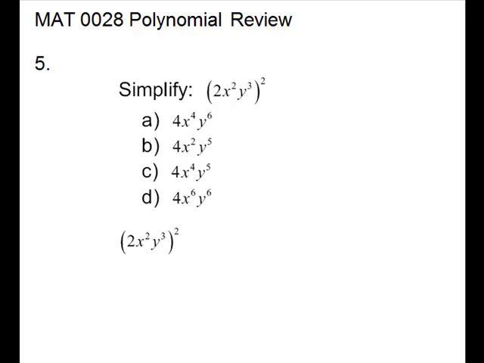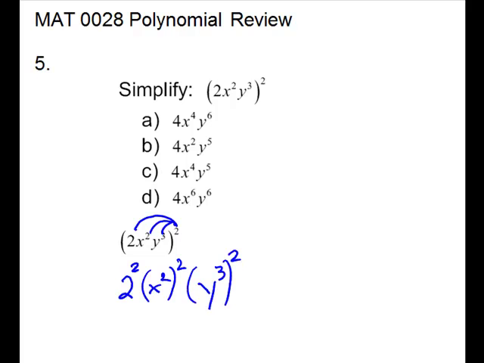Problem 5, we're simplifying. Notice this time you only have one set of parentheses, and it is raised to a power. Inside it is a product. It's all multiplication. So a product to a power. Your rule is take that outside exponent and apply it to each piece. So we'll go below. We're going to apply the 2 to each piece of the product. So we have 2 to the second, x squared to the second, y cubed to the second.